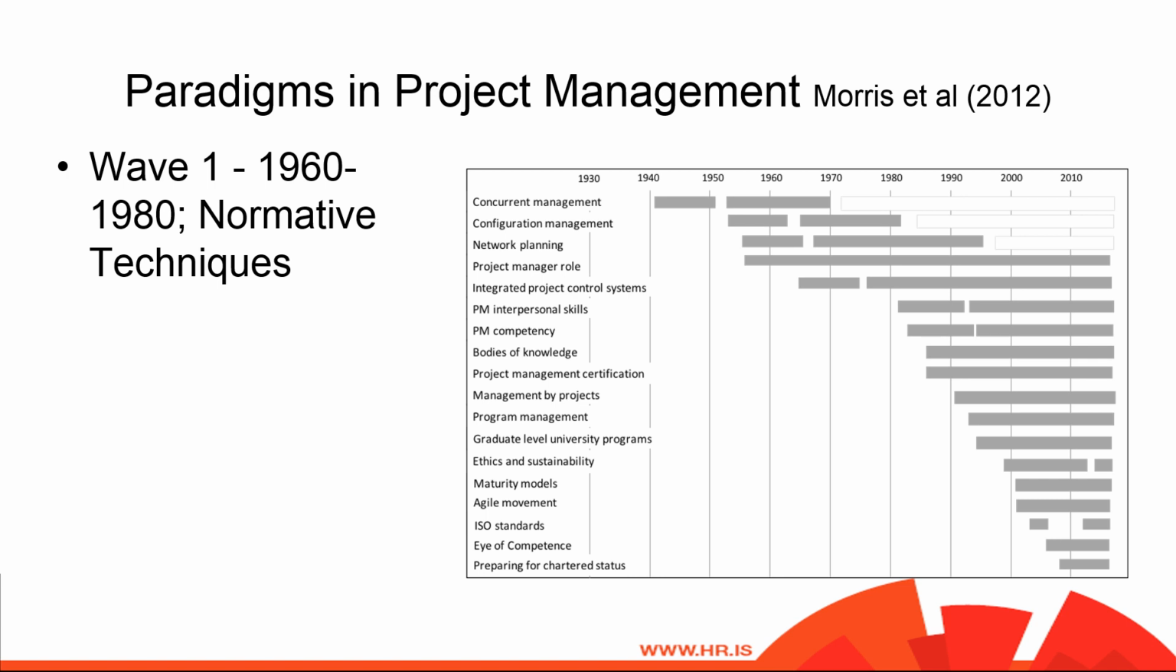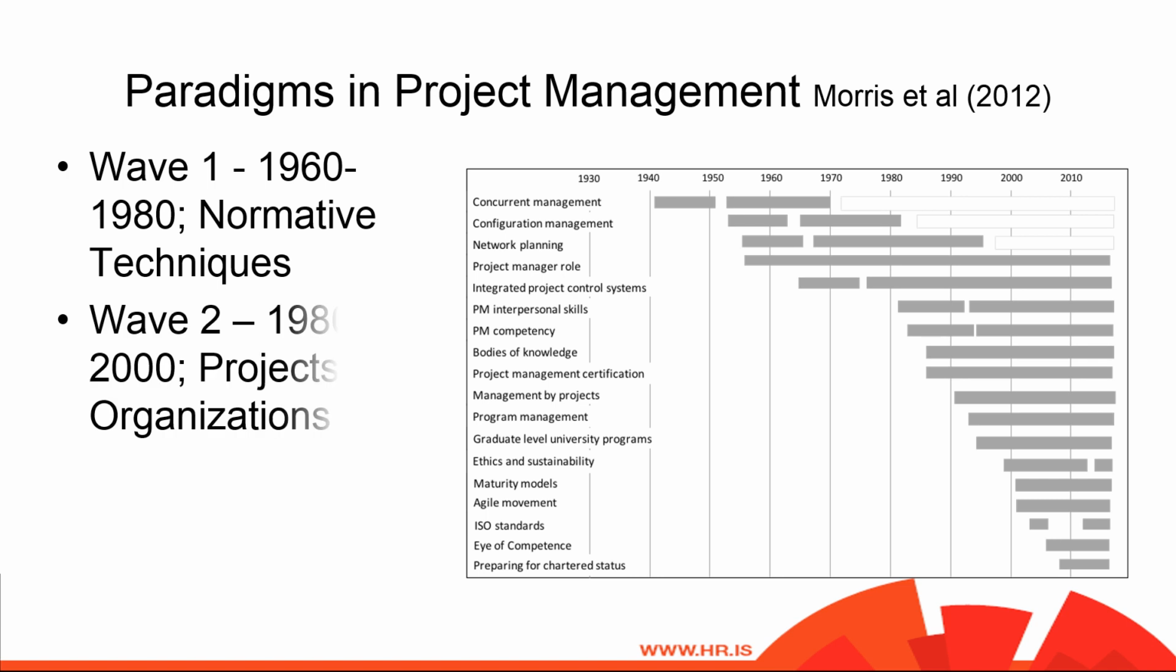This was a discipline originating, let's say, in 1960, and originally it was primarily focused on normative techniques, meaning that things like concurrent management and configuration and network planning, especially studying or an analysis on the critical path, was the backbone of project management. Project management and projects then went from strength to strength, and we can say that around 1980, the business sector and industry and public sector became interested in projects as organizations.